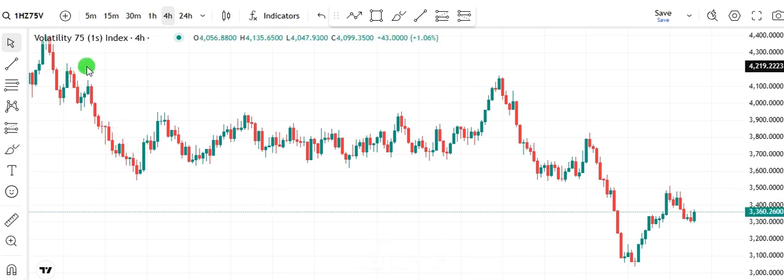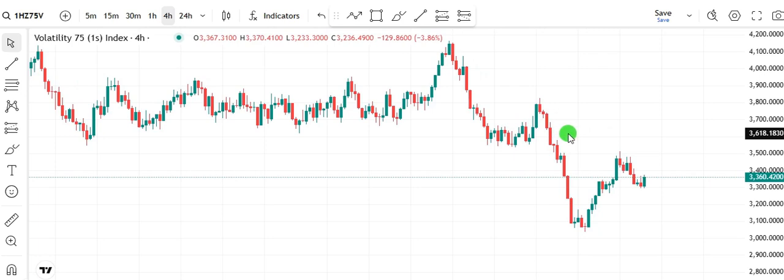Okay, starting on Volatility 75 (1s), you can see we are on a bearish trend, but currently it is likely to change back to bullish, though that is not validated yet. On the zone like this, it is actually taken out. That means we are still looking for a bearish trade.